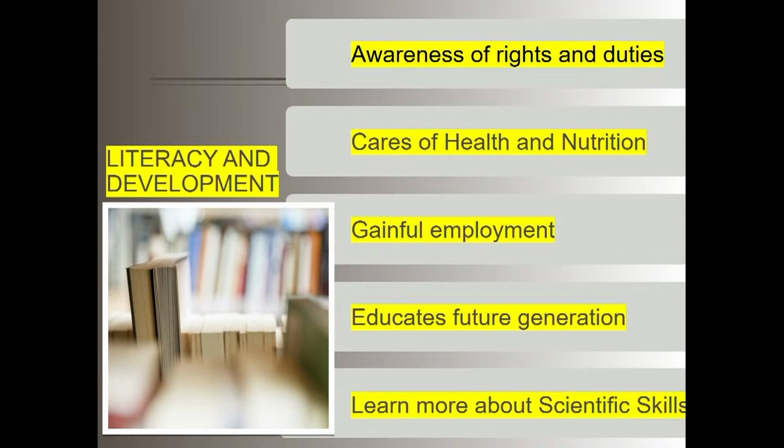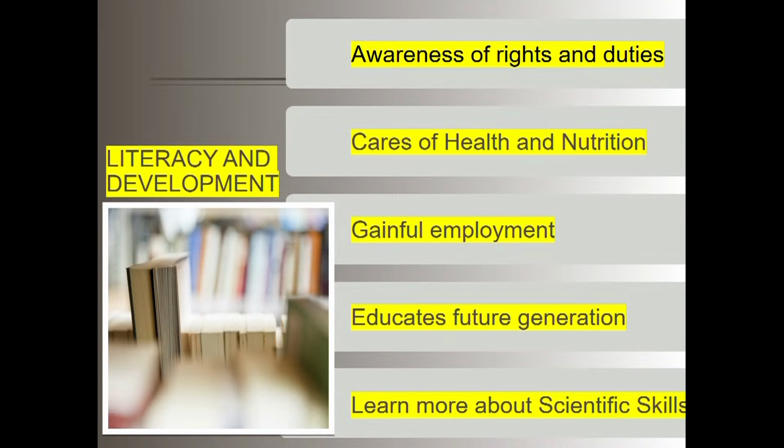There is an immense relationship between literacy and development. Those who are literate have better awareness of rights and duties. They know whom to vote for and whom not to. Similarly, those who are literate take better care of their health and nutrition. They also care about the health of the family and provide nutritious food to their children. If you compare literate and illiterate people, those who are literate are able to take better care of the health and nutrition of themselves and their family members.